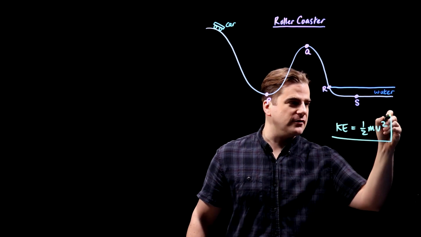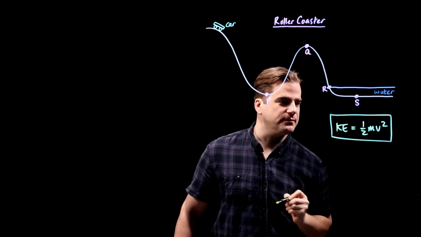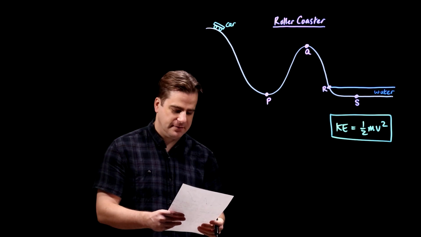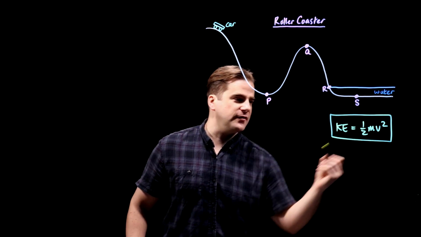Commit that to memory for eternity right now. KE is half mv squared, okay? m is mass, v is velocity.